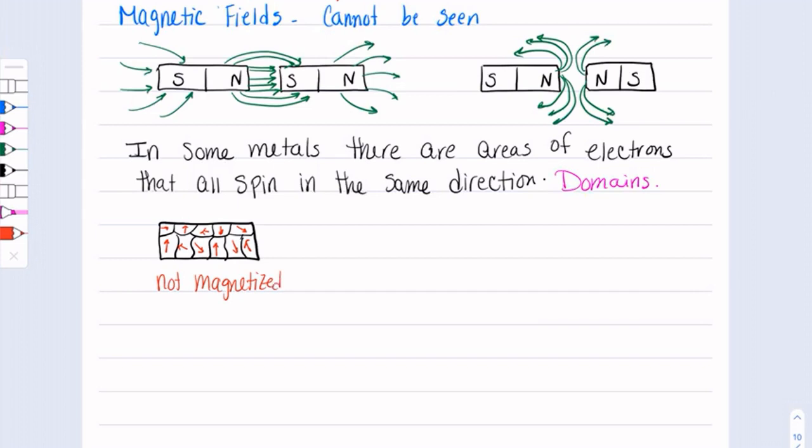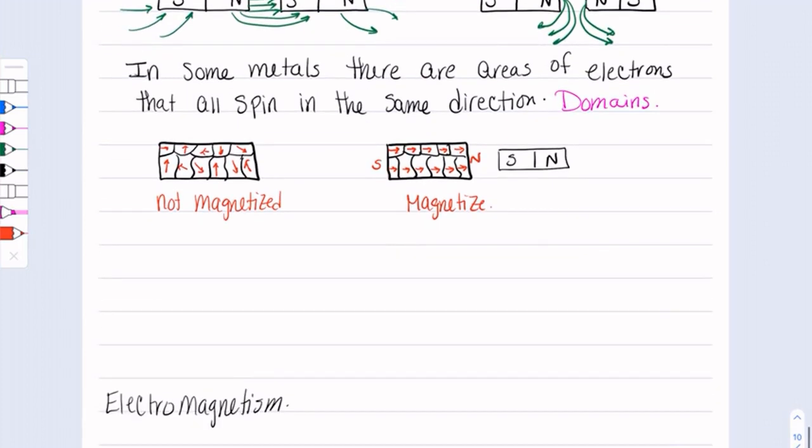If you bring a magnet close to this substance, and this only happens in some substances, right? You can't magnetize a wooden table, but some metals can be magnetized. If you bring a magnet close, you will get all these domains to line up and go in the same direction. When they do that, you get a north and south pole, which magnetizes the substance. So this is magnetized. The way to magnetize something is to align the domains of the electrons inside that material.